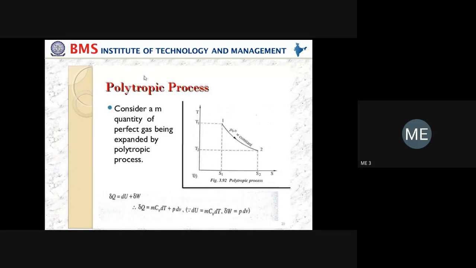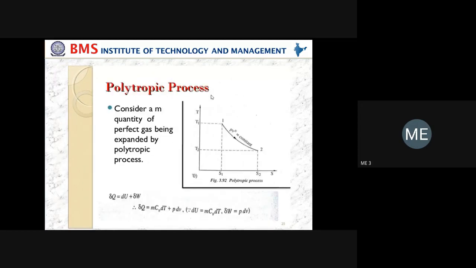Next step, divide throughout by temperature T. Starting, we have to write like this: dq equals mCv dT plus PdV. Next step is divide throughout by T. So dq by T equals mCv dT divided by T plus P divided by T into dV.